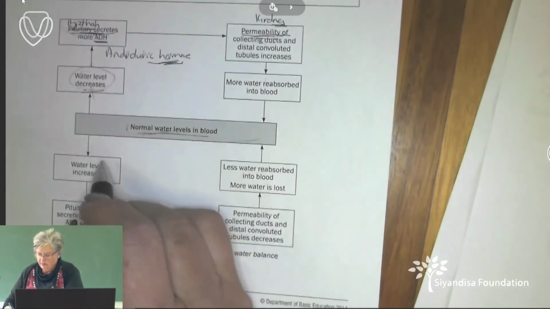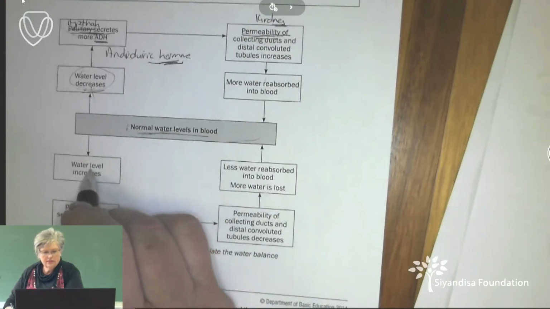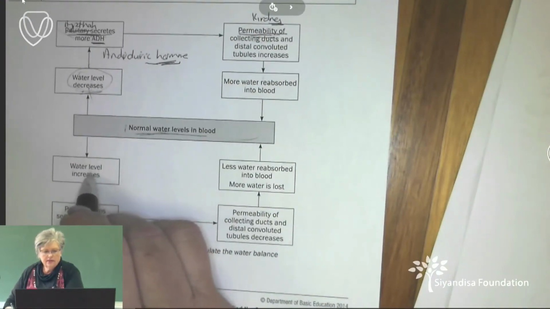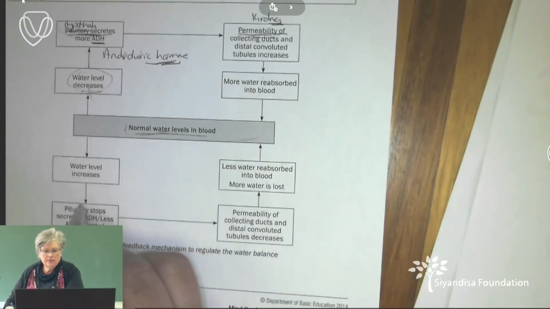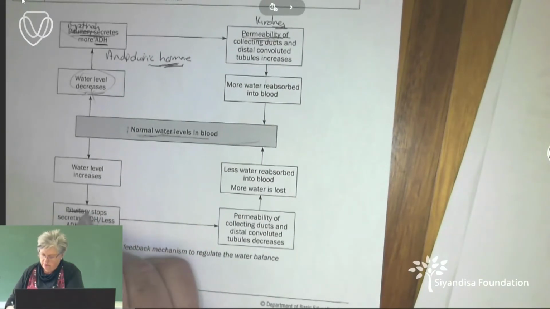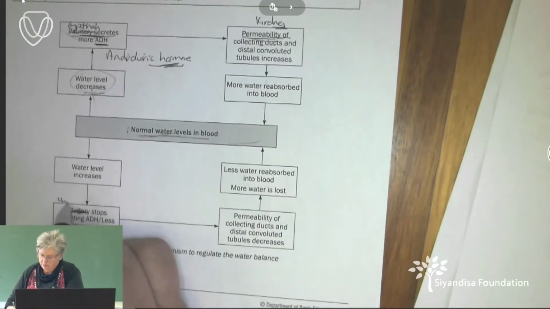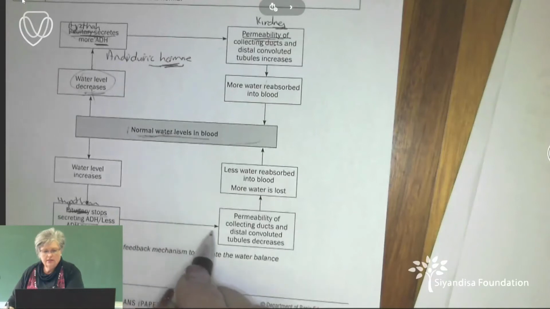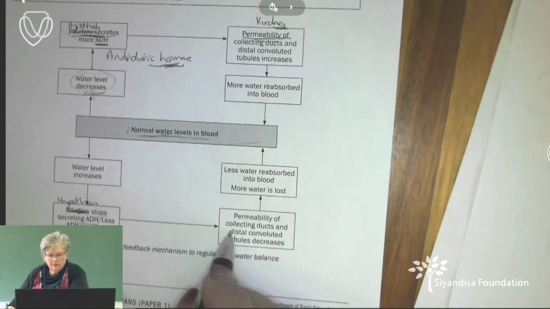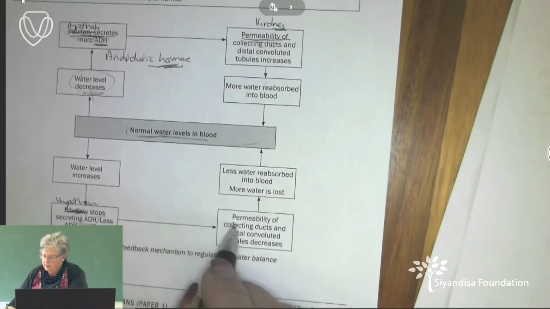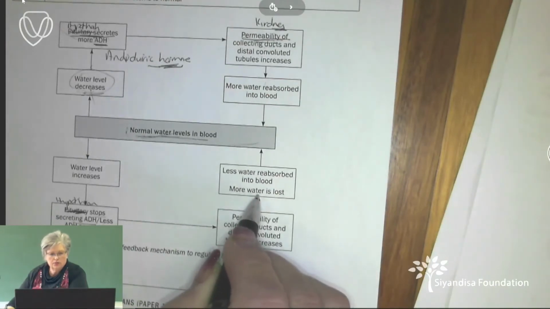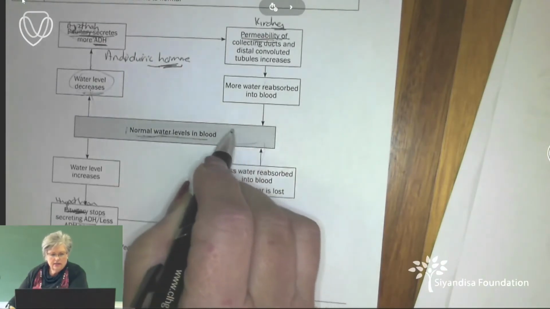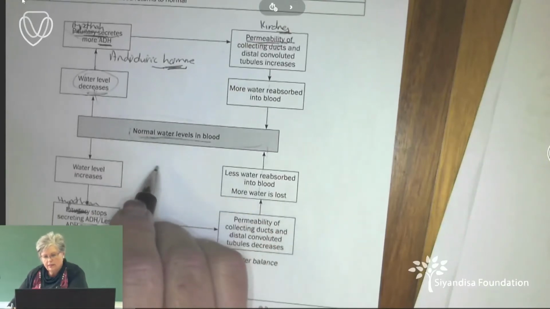The same way, if our water level increases in the blood, what happens? The hypothalamus stops secreting ADH. So ADH, permeability of water, so less of it is there, so more water can be absorbed, and then we are back to normal again.